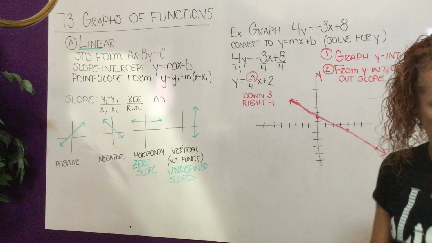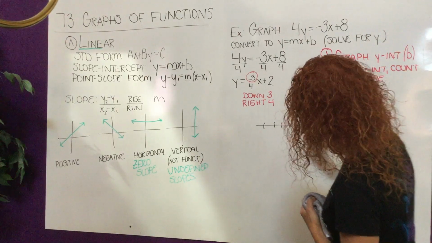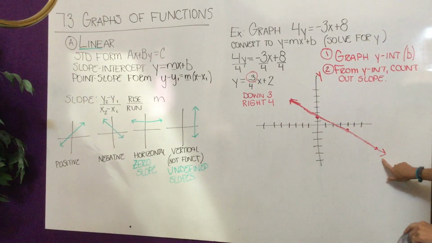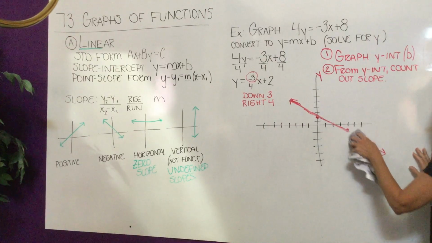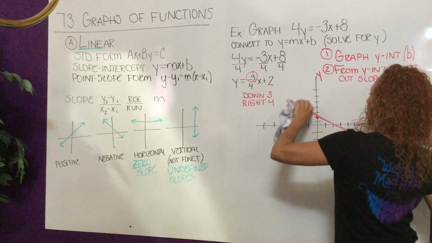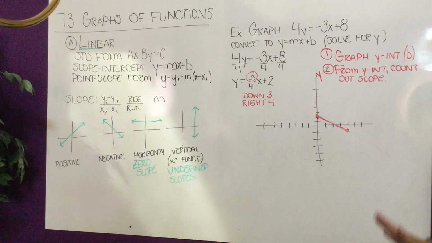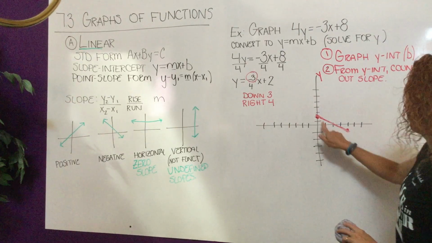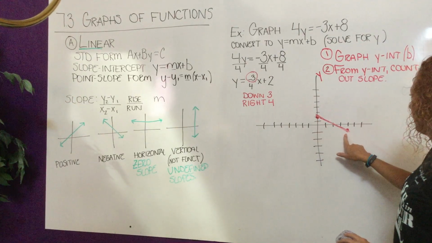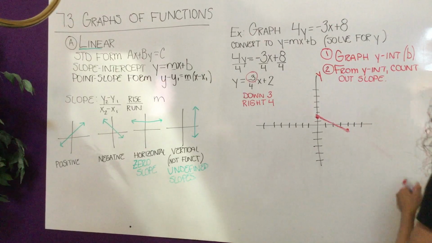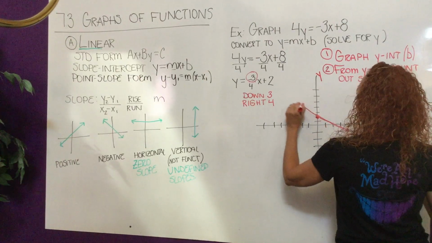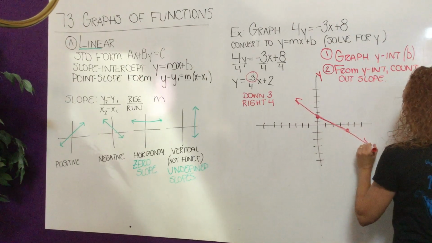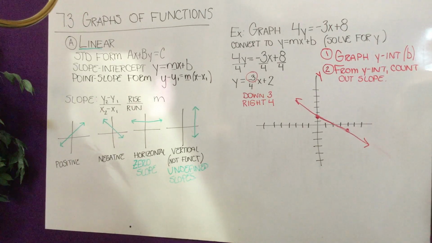It definitely needs the arrows because your line does continue forever in both directions, and you want to avoid doing this. It is not just a graph of the points between this dot and this dot. You want to make sure that you continually indicate that it will go forever. All right, let's do another one.